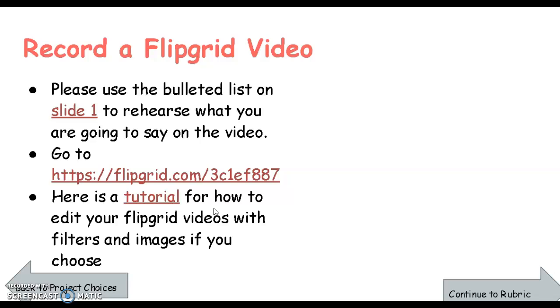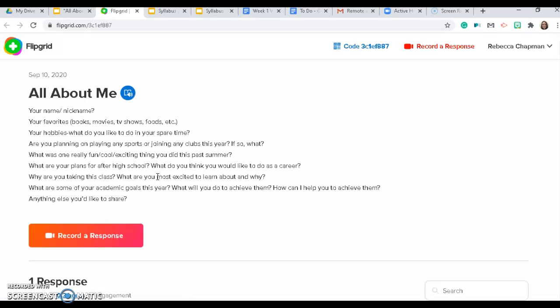Once you have done your brainstorming and you have rehearsed what you're going to say in the video a few times, you're going to click this link and it will bring you to Flipgrid. It should bring up the assignment right away. You might need to log into Google. Here are the questions again, in case you would like another reminder. And once you are ready to record, you click Record a Response.